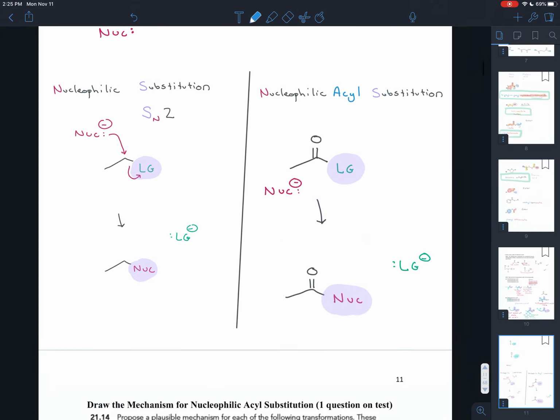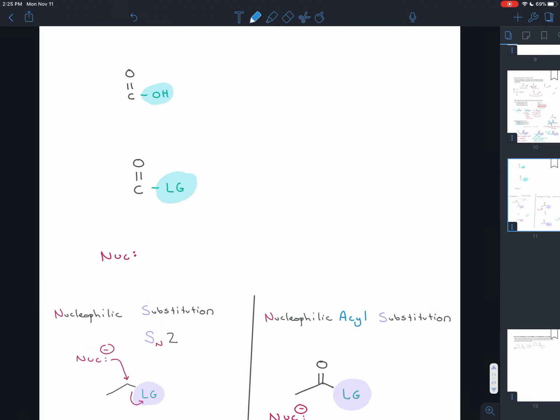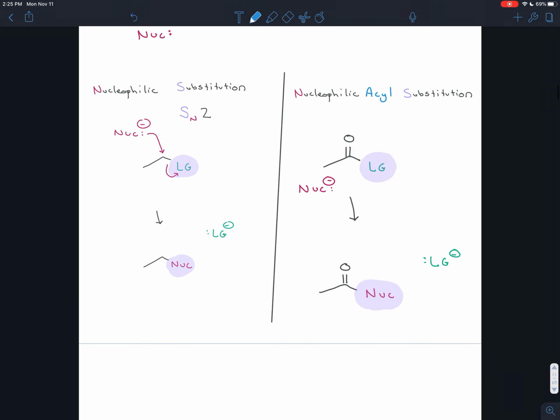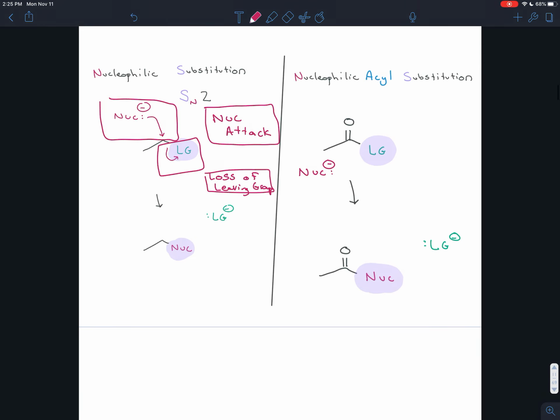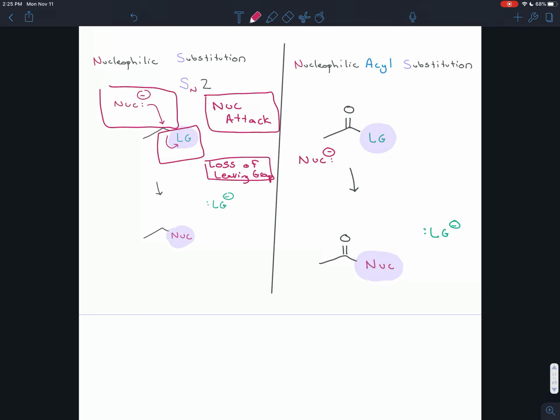Now there's a general mechanism for this, 2 fundamental steps. The fundamental steps are the same fundamental steps as in the substitution reactions you learned in Organic Chemistry 1. The first one is nucleophilic attack. You need the nucleophile to come onto the molecule, and so you will always have nucleophilic attack. The second thing you need is for the leaving group to leave. So that was loss of a leaving group. Those 2 curved arrow patterns will still be there in nucleophilic acyl substitution. They're the 2 curved arrow patterns that will always be there.